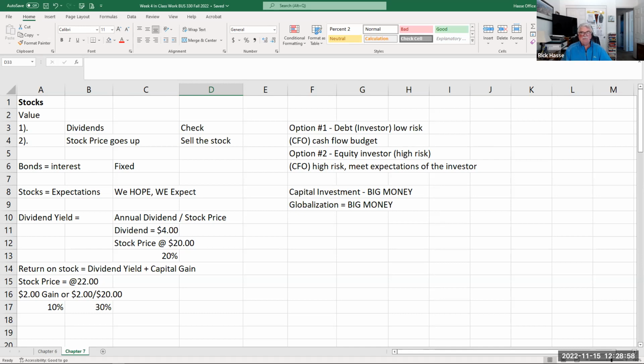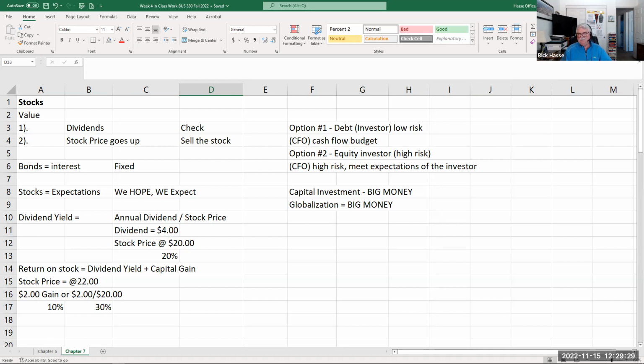It's because you have an obligation as an owner to sink or swim with the company, and with two revenue sources, dividends and naturally selling the stock. So with stock, we hope, we have expectations, whereas a bond is fixed income. You know you're going to get it no matter what. So that's where the risk is in stocks. It's capital investment, big money, money that comes from all over the world to invest in your company.